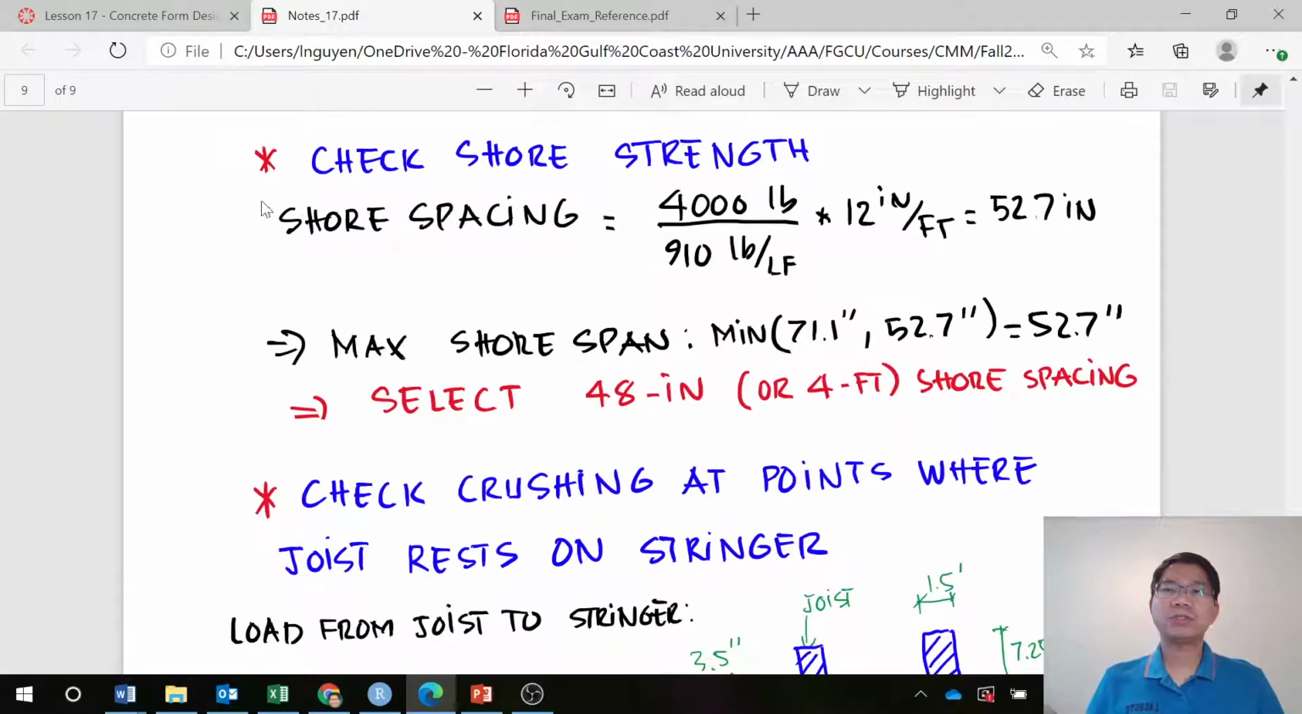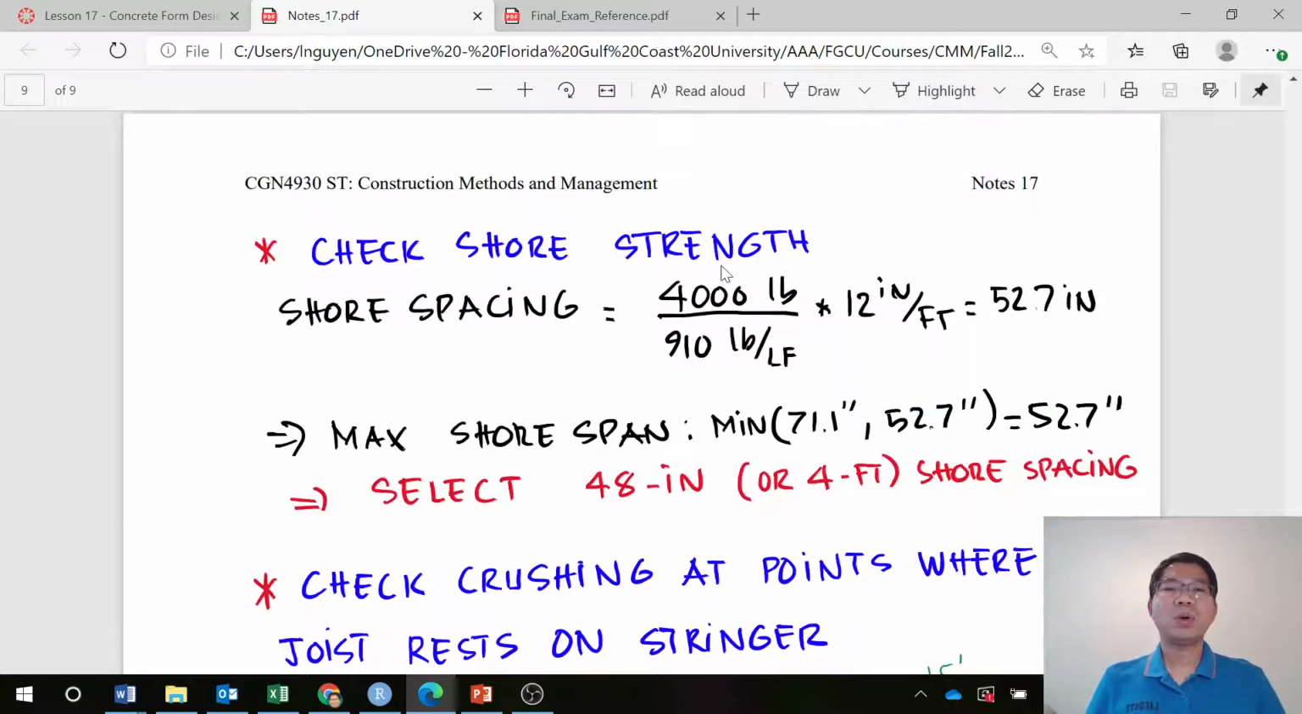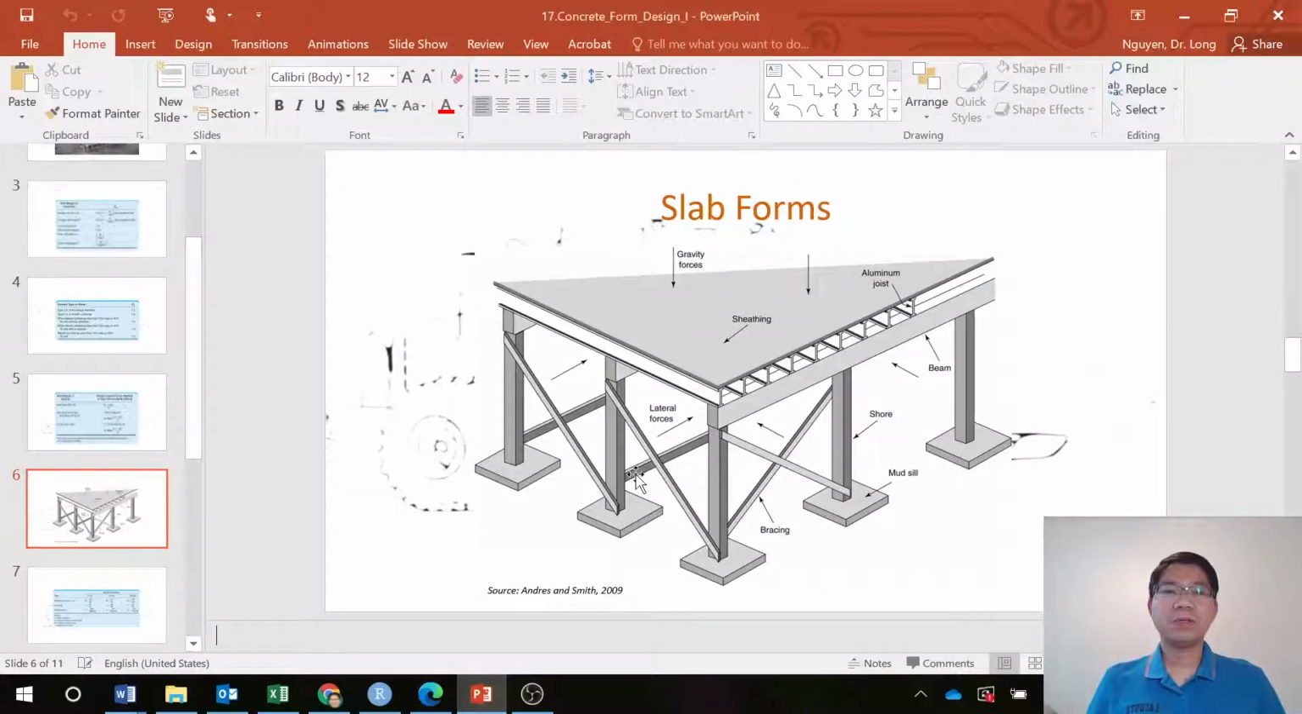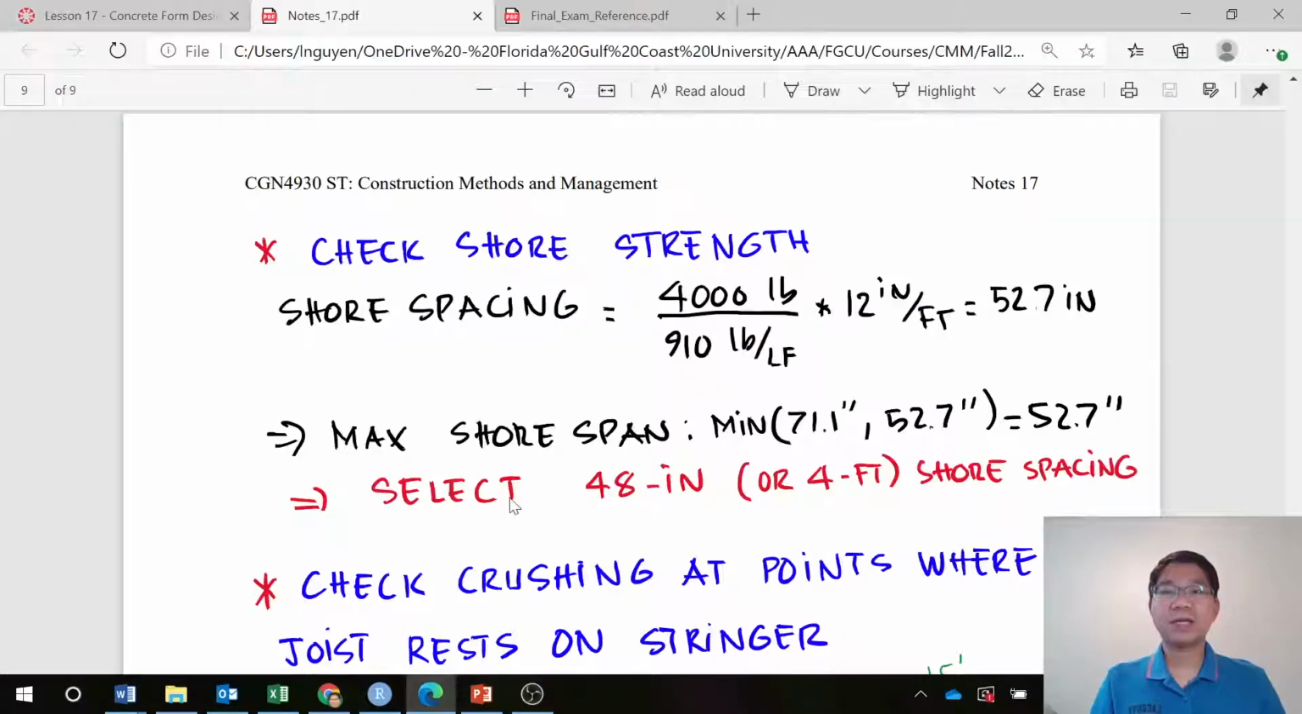So in here, for shore spacing, we have the load on the shore, and you can see in this table. The load on the stringer, the distributed load on the stringer, is 910 pounds per foot. So each shore, as you can see here, will carry that load with the spacing. The maximum they can carry, the total load, is 4,000 pounds.